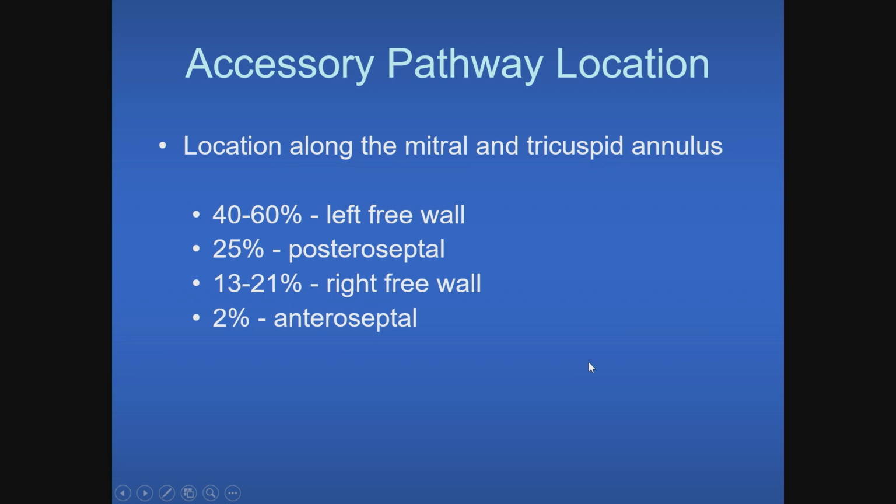So where are the common places that we find these accessory pathways? The location can be along the mitral and tricuspid annulus. By far the majority are found in the left free wall, so the lateral mitral annulus. The next most common is a posteroseptal pattern. 13 to 21% are in the right free wall, and 2% are anteroseptal, and it's important to recognize those because the pathway can be right on top of the His-Purkinje system.